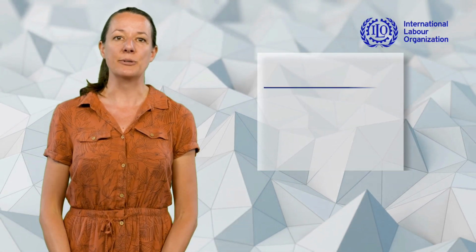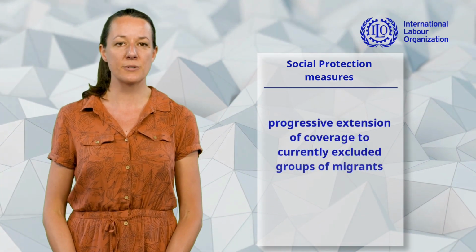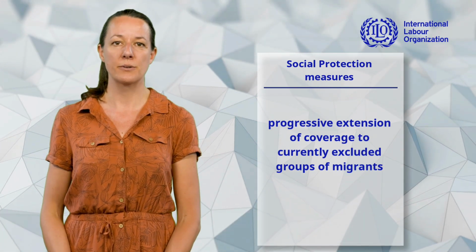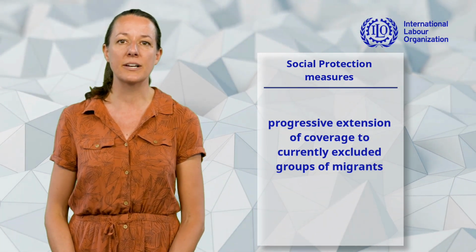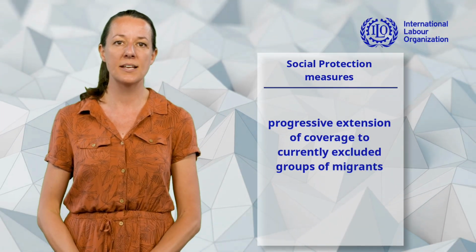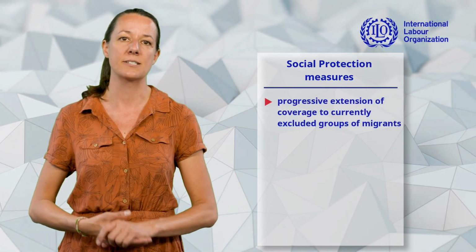These measures include: 1. The progressive extension of coverage to currently excluded groups of migrants, such as domestic workers, migrants working in the informal economy or with an irregular status, in policies, laws, national social protection schemes and emergency measures, including through national social protection floors.